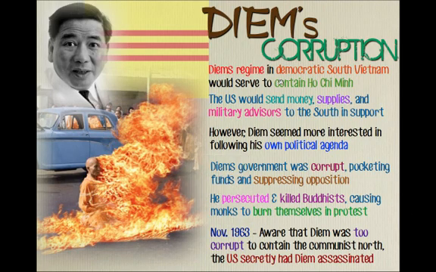November 1963, aware that Diem was too corrupt to contain the communist North, the U.S. secretly had Diem assassinated. So the U.S. no longer wanted to support him, to back him. They knew that they would not be able to convince the people to support democratic Vietnam under his leadership.